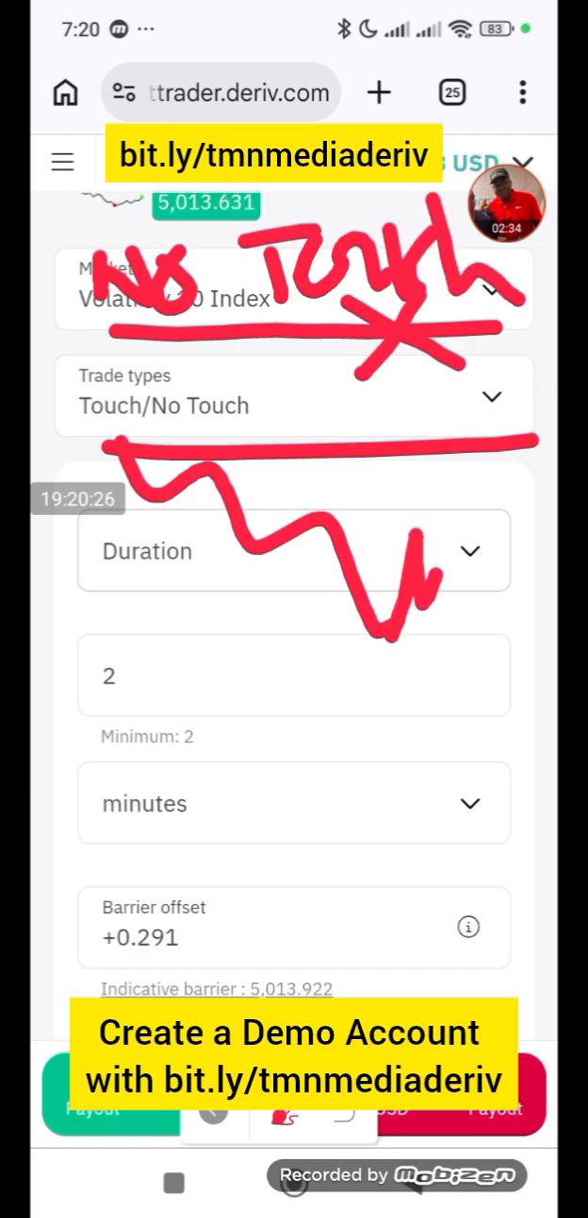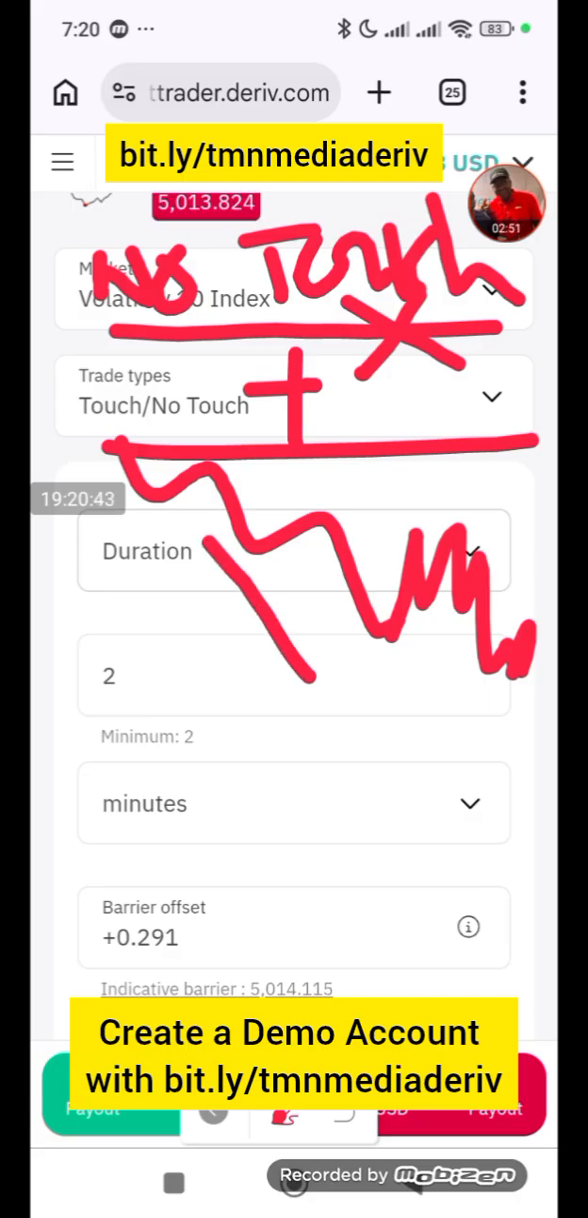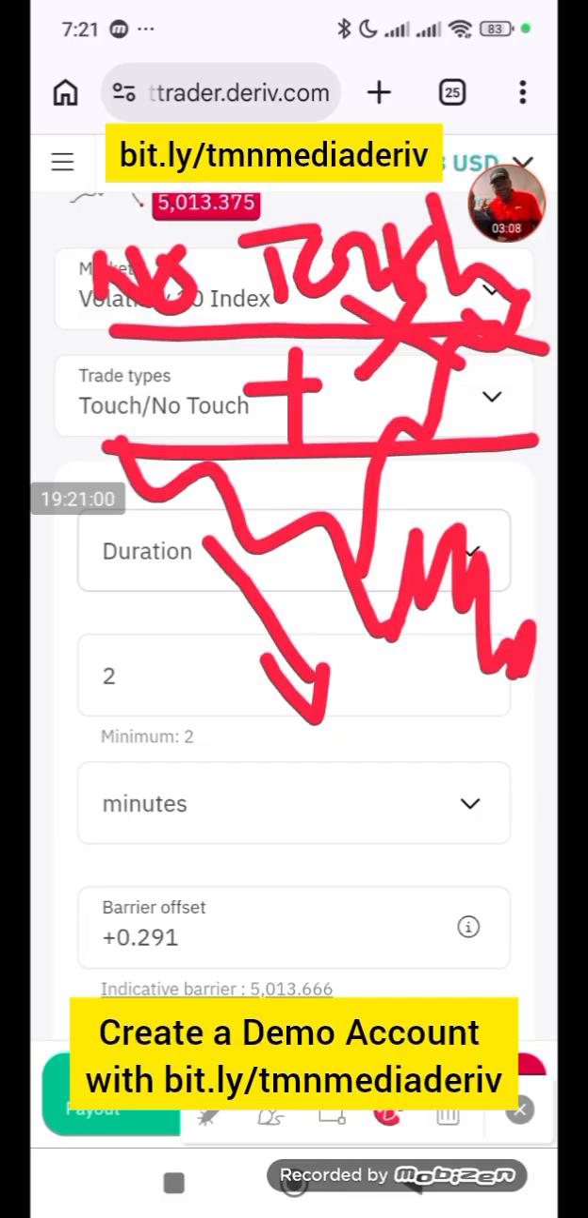So if the price eventually goes down like this, you're going to win based on the barrier you set, right? If you set a positive barrier here, plus, it means you are saying it's not going to touch here. If it goes down, you win. But if it comes up and touches here, you will lose the trade. So on digit trading, it is either you win or you lose. You are right or you are wrong. So you have to prepare your mind for that. All right, so this is how touch, no touch works.